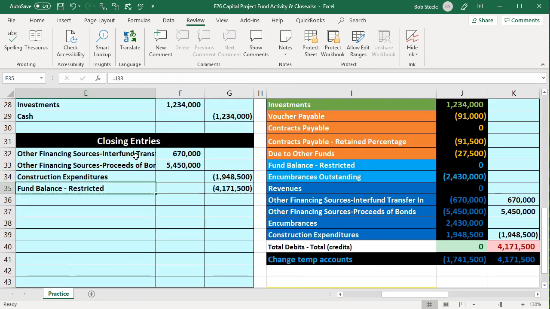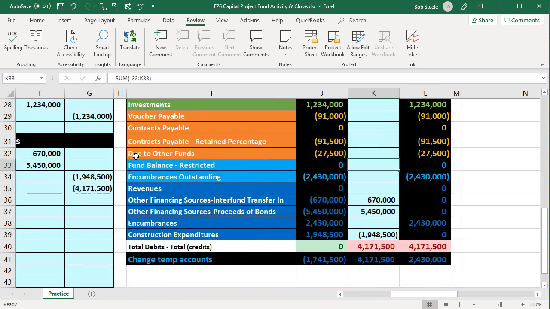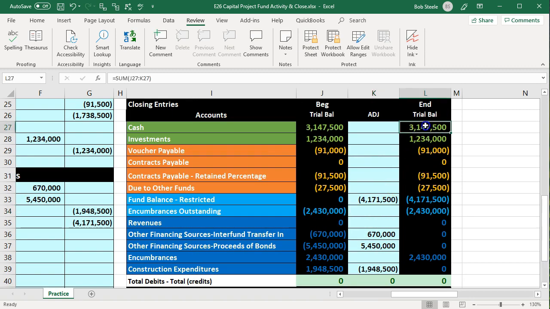Then we're just left with the fund balance restricted, and we'll put that into what would be like the equity section. And here, the fund balance asset minus liabilities section, and that'll put us back in balance. So there we have it. So now we have the assets minus the liabilities, debits minus the credits, 4,171,500. That matches this 4,071,500 in the fund balance.